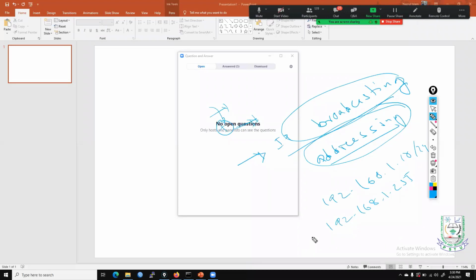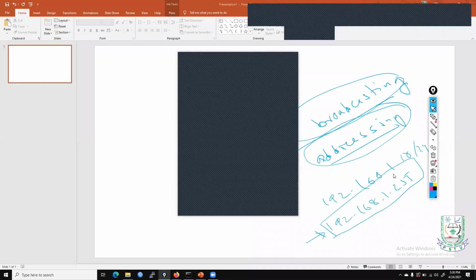Have you ever pinged the broadcast address in your network? No, you didn't do that. Okay, I think it is possible to ping the broadcast address. He may, of course, find out the gateway address. It's possible to ping the broadcast address. Okay, let me show you.